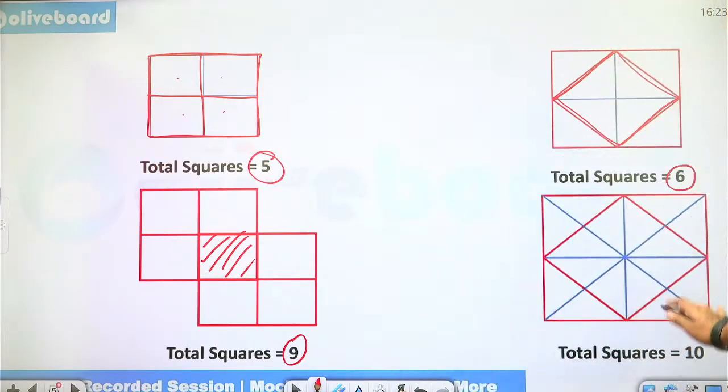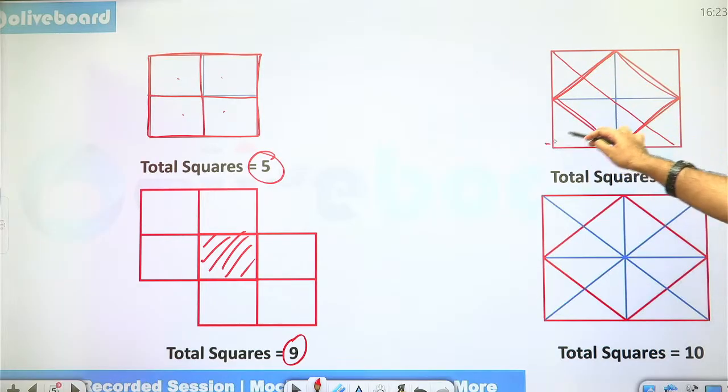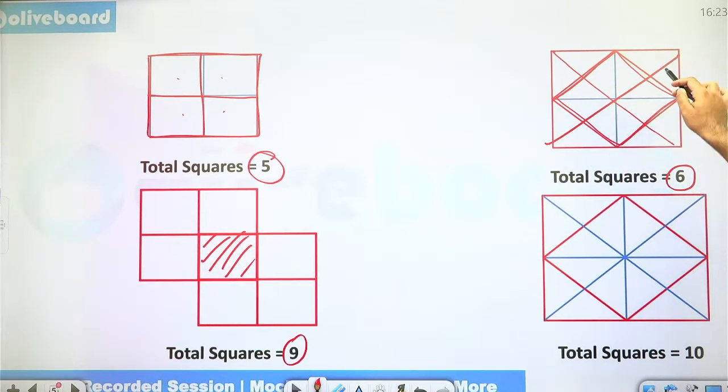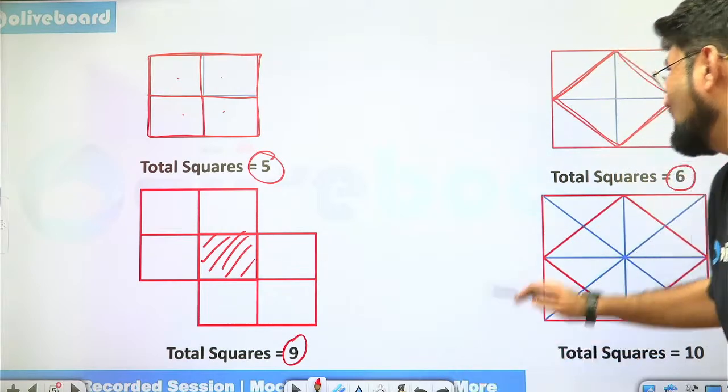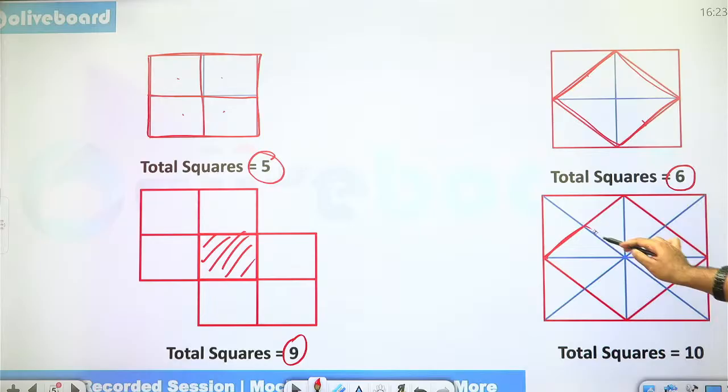Okay, and what about this figure? This figure is exactly the same figure as the top one, just that we have added these cross lines here. This one line and this other line. These are the 2 cross lines I have added. What that does is make a plus sign in between here, which adds 4 more squares to it. Square number 1, 2, 3 and 4. So I already had 6, I'll add 4 more, so I'll get a total of 10 squares in this case.